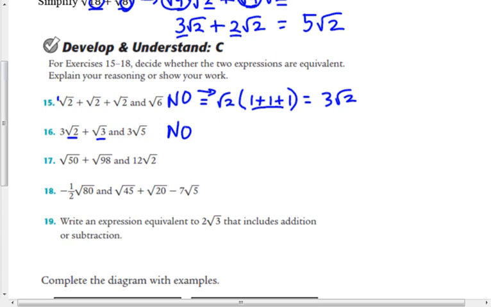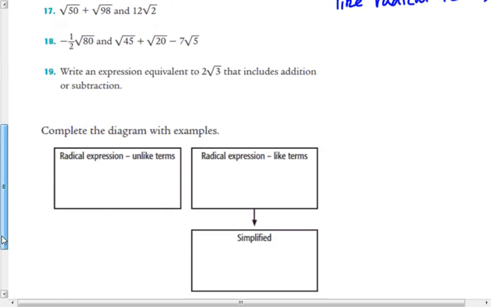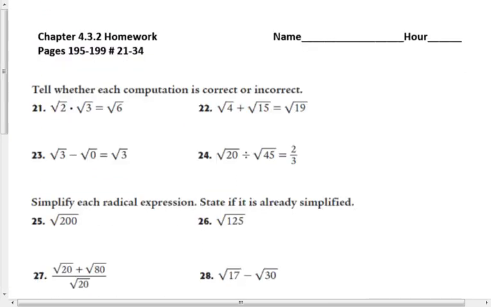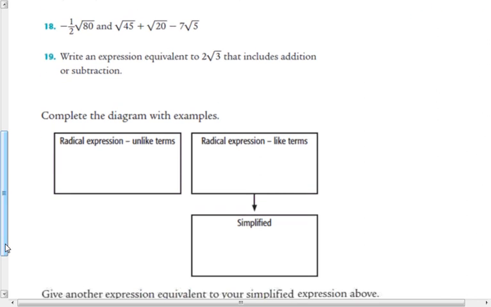And I think my reason would be that the square root of 2 and the square root of 3 are not like radical terms. Okay. All right. Go ahead and try 17 and 18, and we'll maybe do that one in class. I'm going to end the video here. If you want to practice a couple, do ones like 17 and 18, maybe 19, and we'll check that when we meet in class next time.